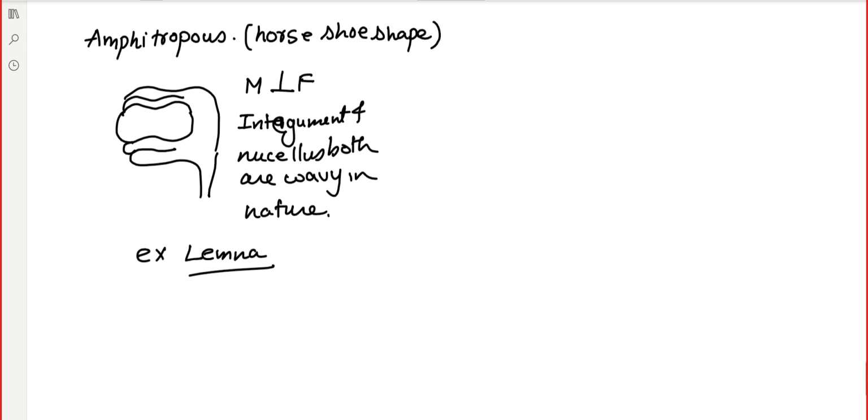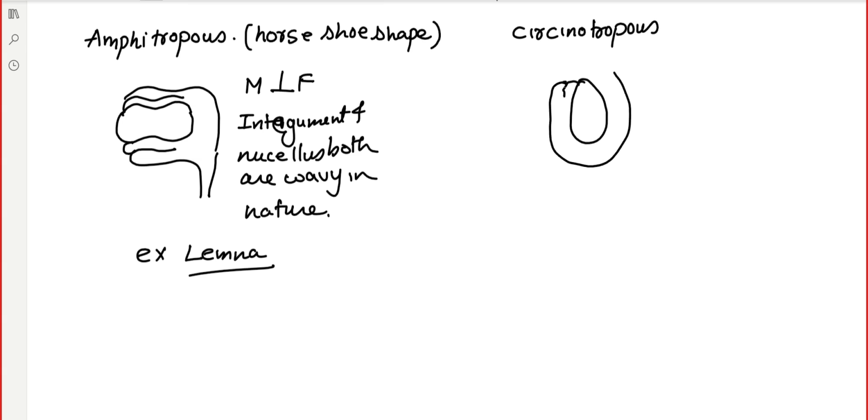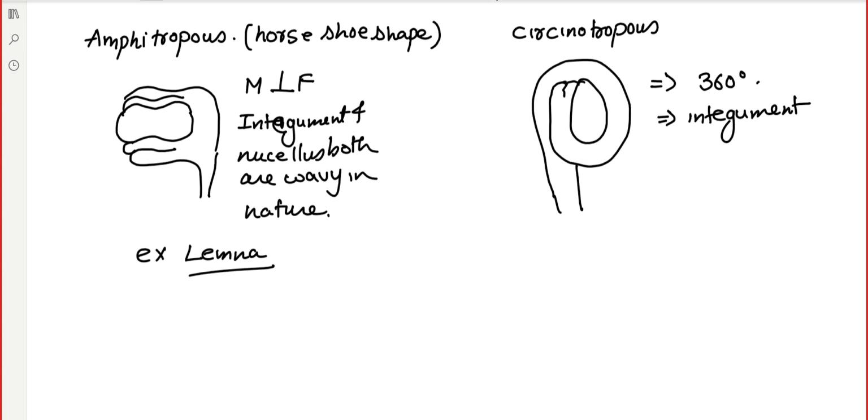After this we have the last type, sarcinotropous. Now how is sarcinotropous? For example, this is integument, the nucellus, this is integument, but this time the integument covers the entire nucellus. This type is called sarcinotropous. So this time the angle is 360 degrees, and the integument completely covers the nucellus.